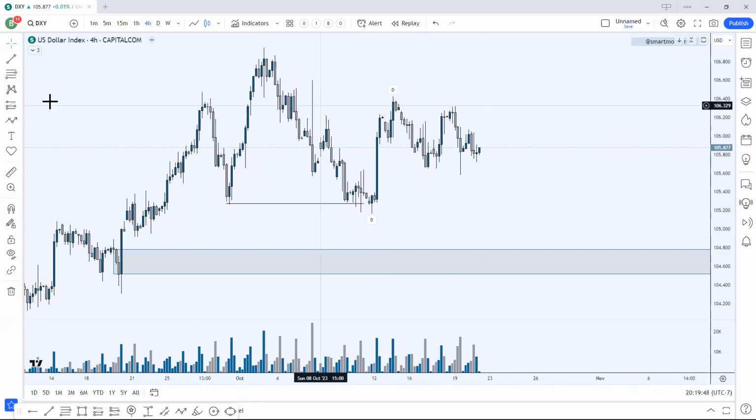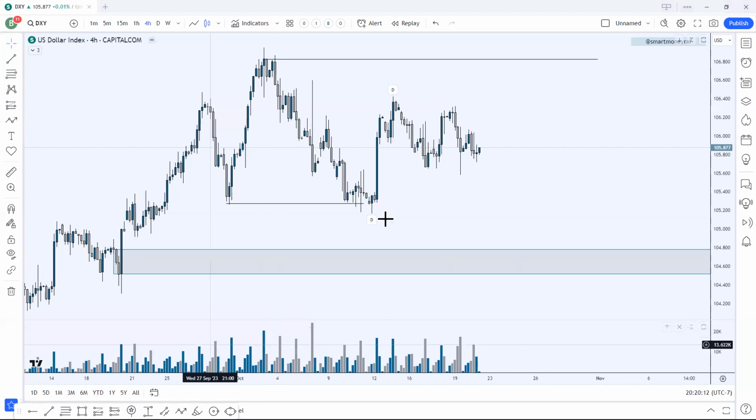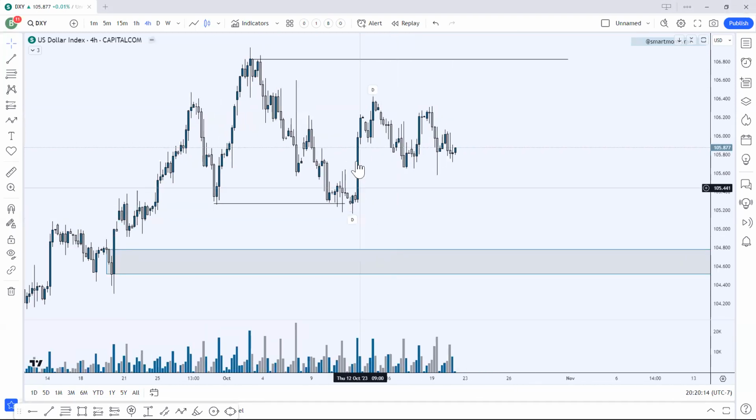We still haven't necessarily changed character, in my opinion. The change of character would come after we get a 4-hour close above here, right? So we're still within pretty much that range from this low to this high. But in my opinion, this was just a manipulation, a very intentional pullback in order to allow us to keep moving to the upside, which we'll have to see.